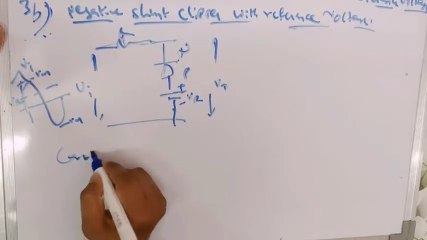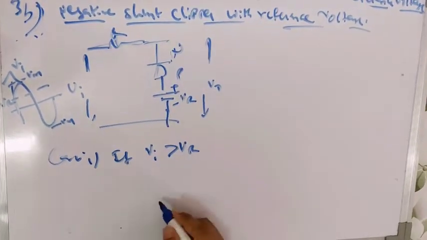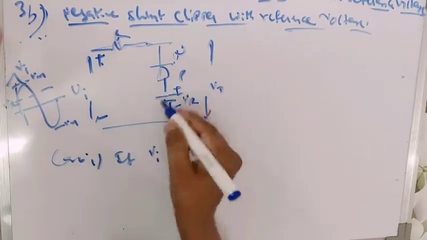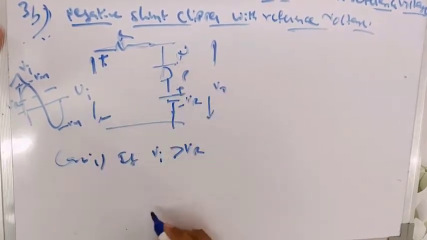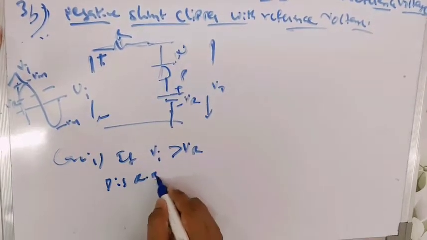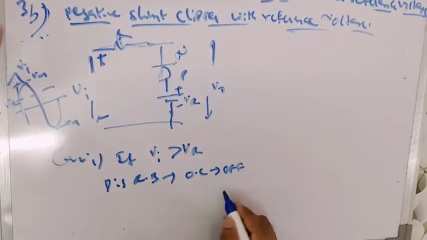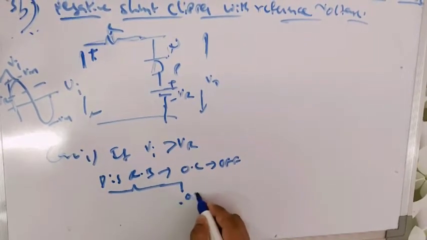Now case 1, if Vi greater than Vr, that is, the more positive voltage is applied to the N type compared with this reference voltage. If the positive is given to the N type, it means the diode is reverse biased. Reverse biased means it is considered as an open circuit and it is off. So when the diode is off here, what will be the equivalent circuit? It is off, open circuited.